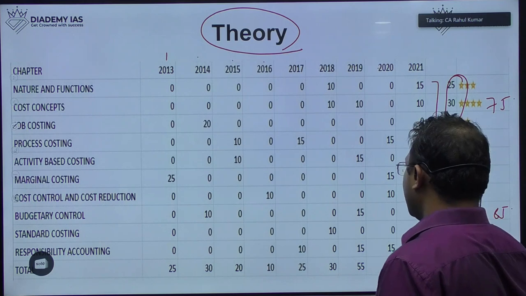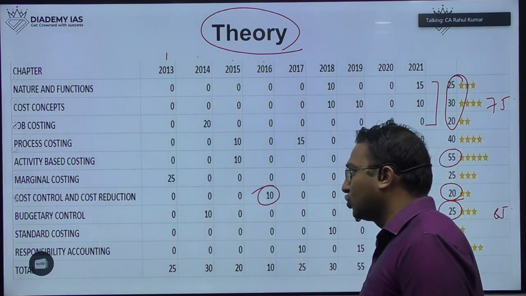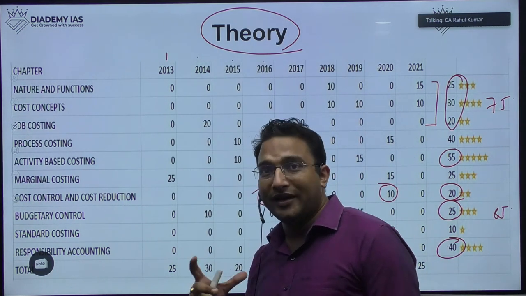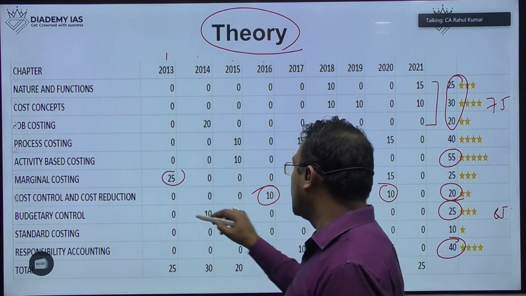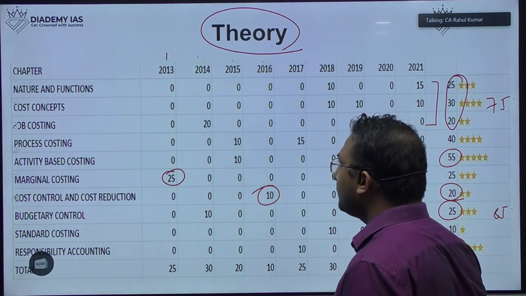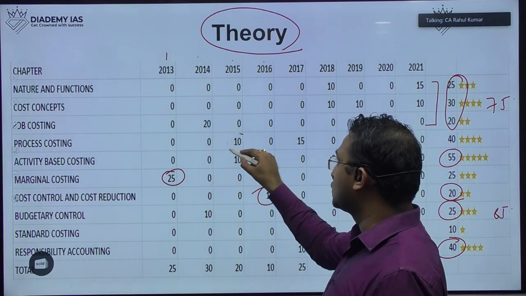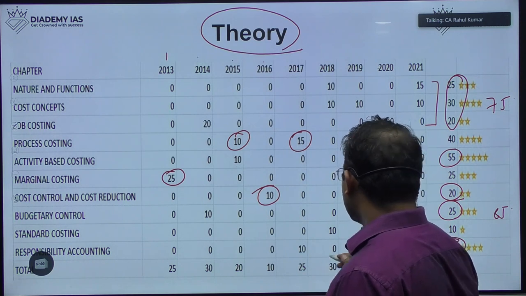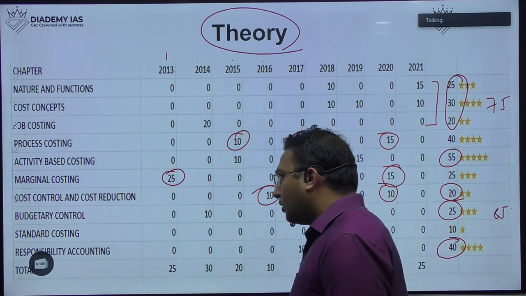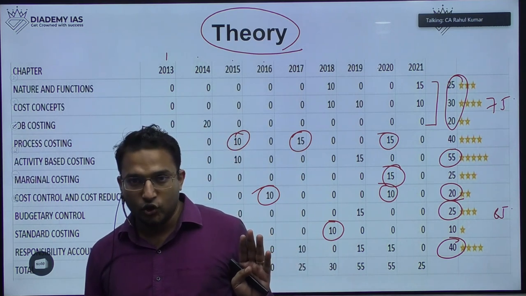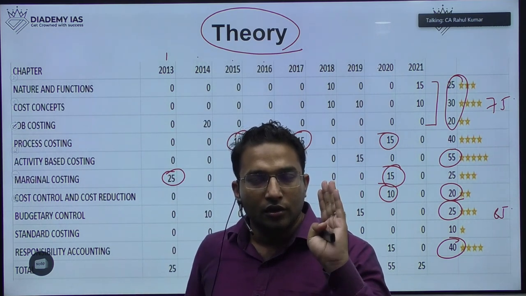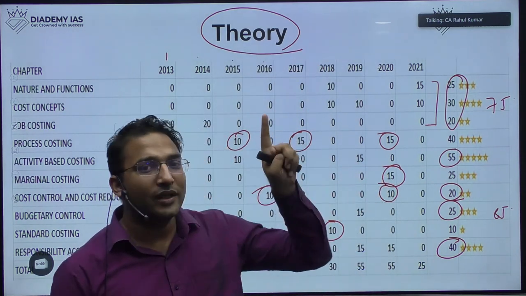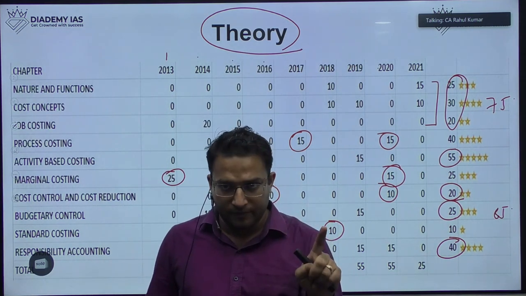Cost control, cost reduction, 20 marks. So on and off, they're asking questions in cost control, cost reduction. And in marginal costing, although they mostly ask the numerical part, here they're also asking theory, 25 marks and 15 marks, right? Similarly, in process costing, they're also asking theory, even though they're also asking numerical, right? Standard costing, they're also asking theory. One thing which I have to make very clear to you is that you have to go through the theory of every chapter, because in this entire analysis, one thing you can see is that every chapter is covered.